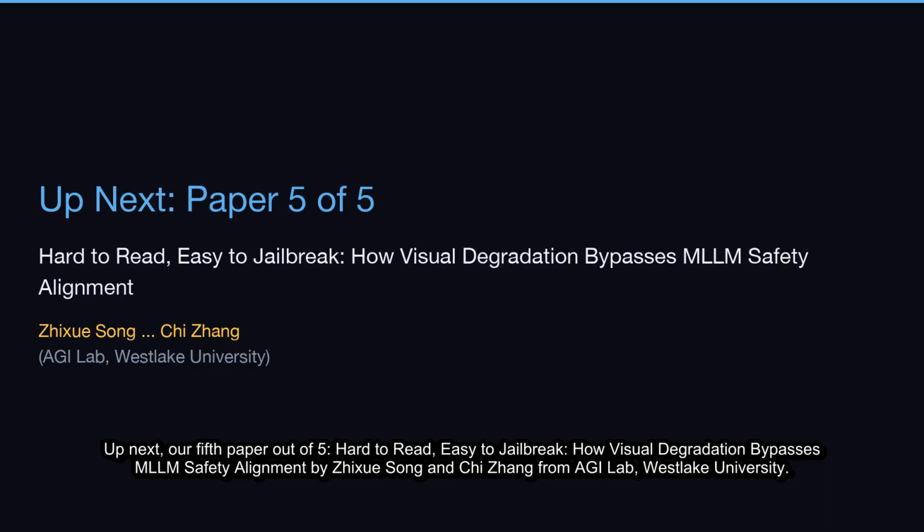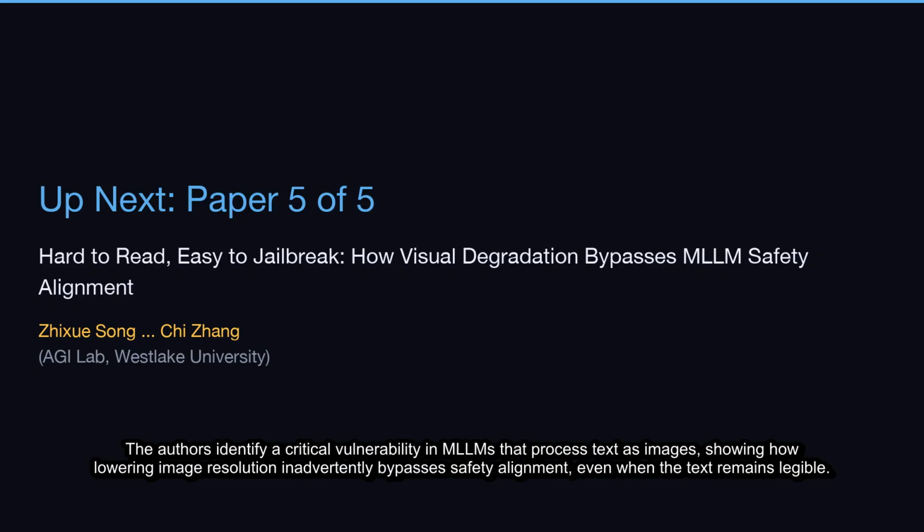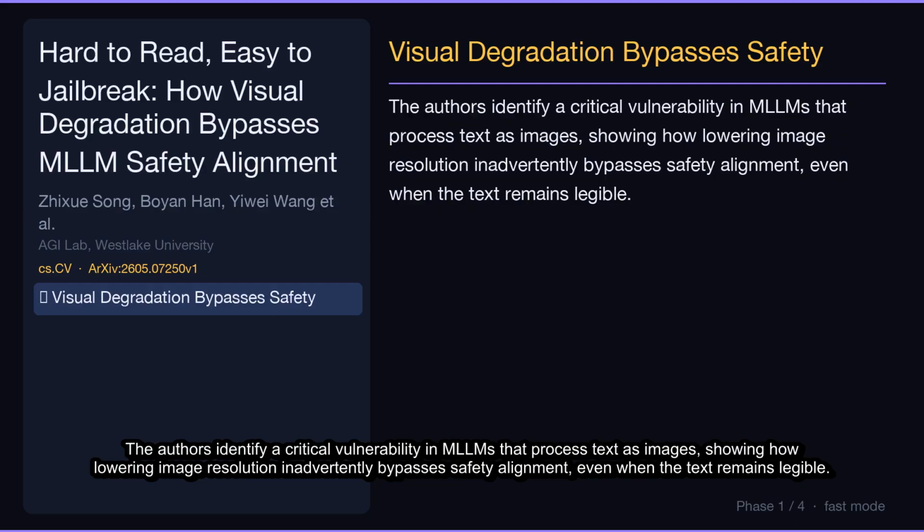Up next, our 5th paper out of 5. Hard to read, easy to jailbreak. How Visual Degradation Bypasses MLLM Safety Alignment by Zixue Song and Qi Zhang from AGI Lab, Westlake University. Let's break down its key contributions. The authors identify a critical vulnerability in MLLMs that process text as images, showing how lowering image resolution inadvertently bypasses safety alignment, even when the text remains legible.